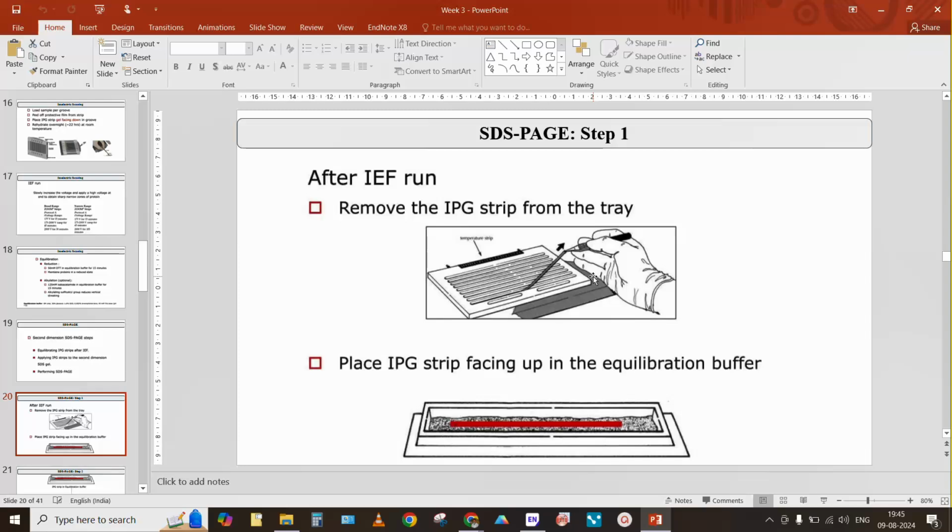So a molecular weight marker, or any ladder which contains proteins of known sizes, is also loaded for reference. Okay, then we'll go for the electrophoresis. After this, an electric current is applied across the gel, causing the negatively charged proteins to migrate towards the positively charged electrode. Smaller proteins move faster and further through the gel matrix, while larger proteins move more slowly.